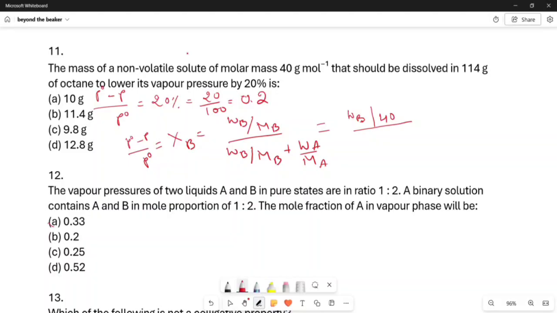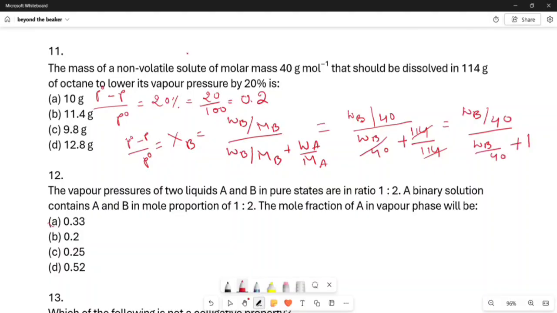then MB, that is the molar mass of the solute, they have given 40. So WB divided by 40 plus here WA, it is the octane. See here 114 gram of octane. So the molar mass of the octane is also equal to 114. It gets cancelled. So we get WB divided by 40 is equal to WB by 40 plus 1.